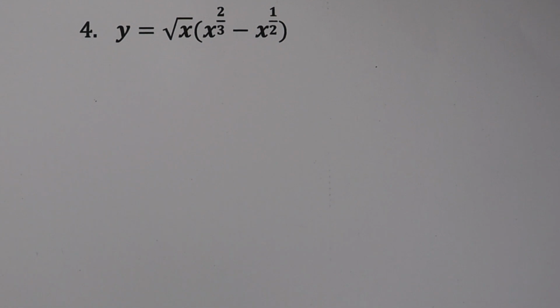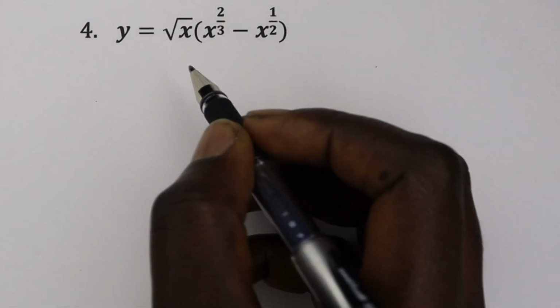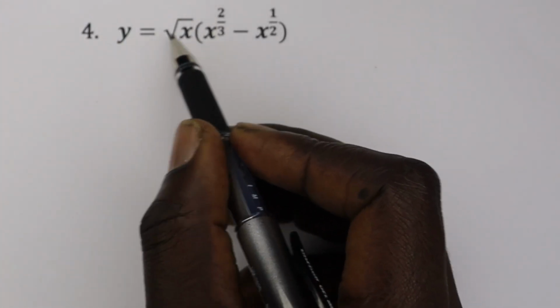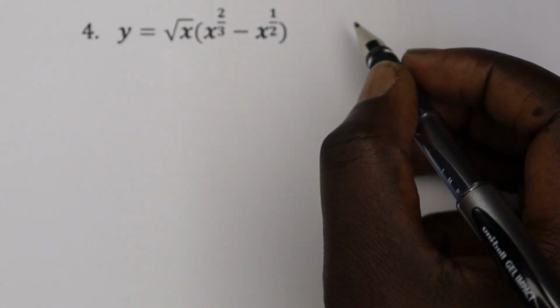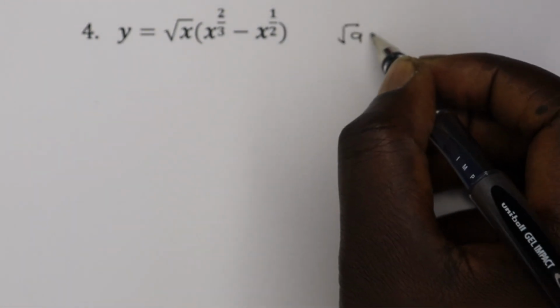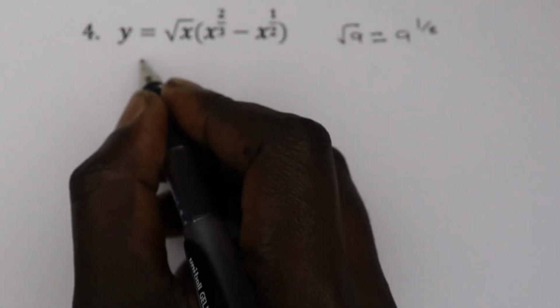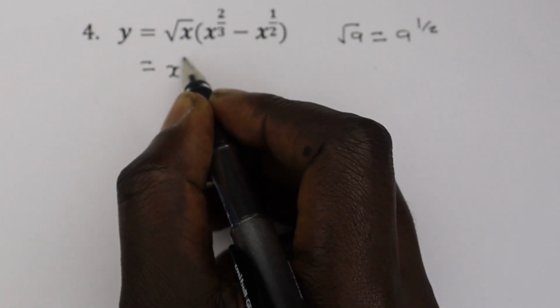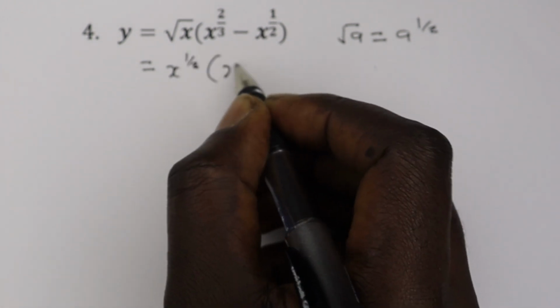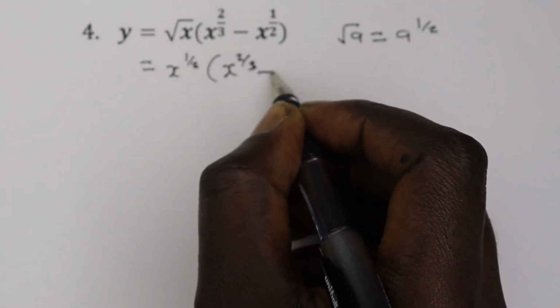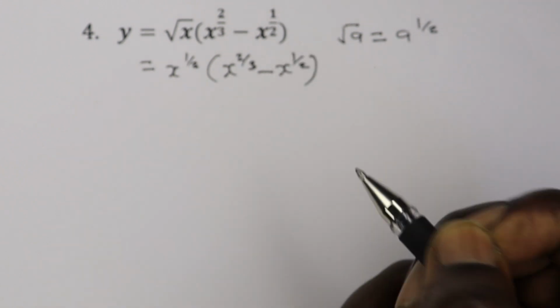Example 4, we are required to differentiate y is equal to the root of x into bracket x raised to the power 2 over 3 minus x raised to the power 1 over 2. So you can simplify this. You can actually rewrite the root of x using the laws of indices. According to the laws of indices, the root of a number is the same as that number raised to the power half. So it means that what we have here is x raised to the power half into x raised to the power 2 over 3 minus x raised to the power 1 over 2.